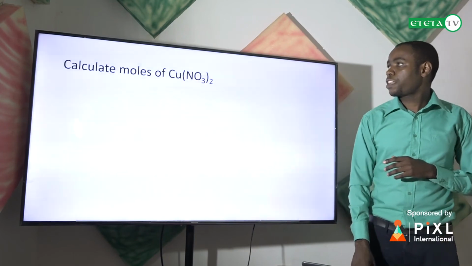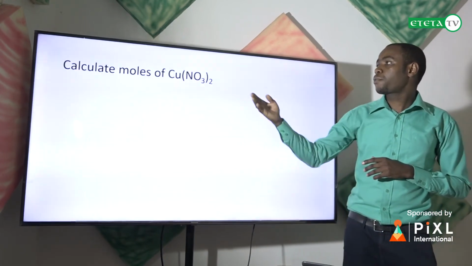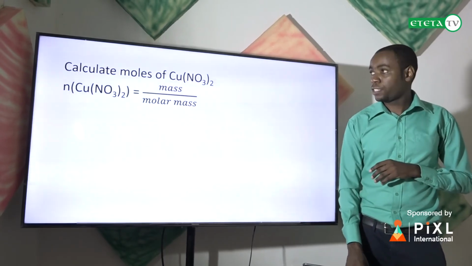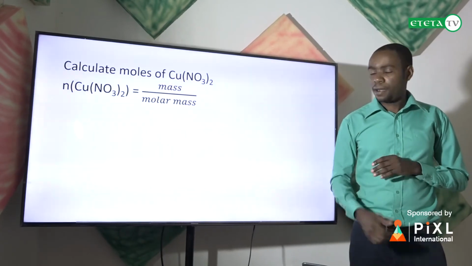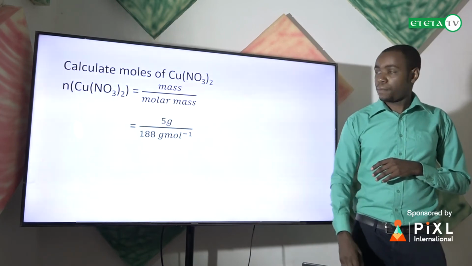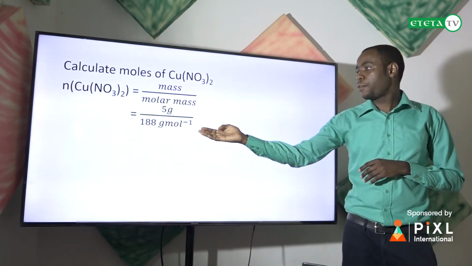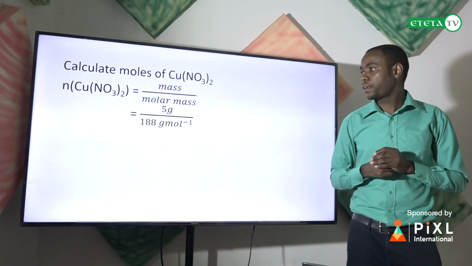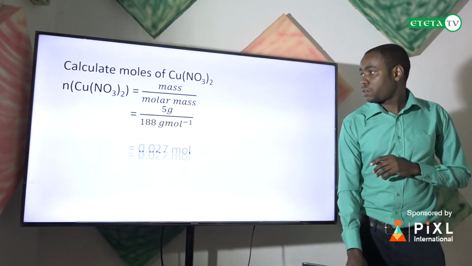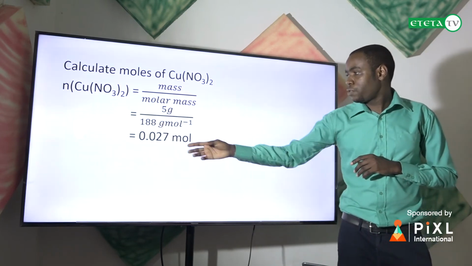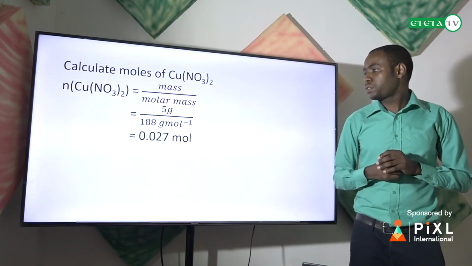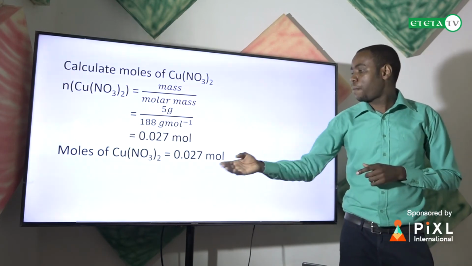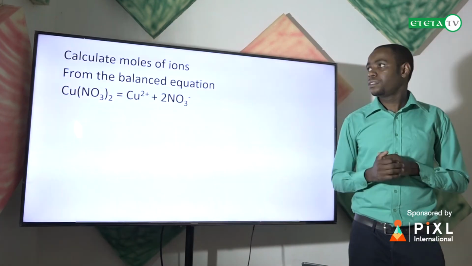How to calculate the number of ions? First of all, you have to calculate the number of moles of copper nitrate. And the number of moles always is equal to mass over molar mass. So the mass is 5 gram, then you divide by molar mass, which is equal to 180 gram per mole. So after dividing, you obtain 0.027 mole. For that case, the number of moles of copper nitrate is equal to 0.027.